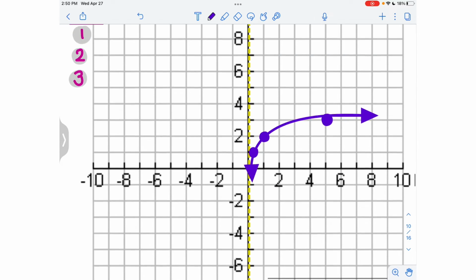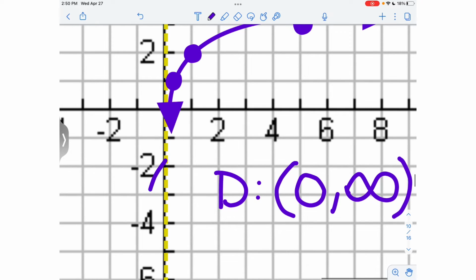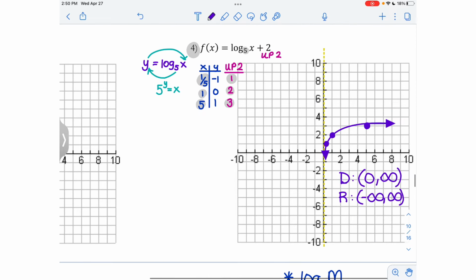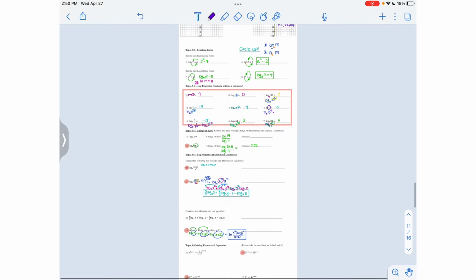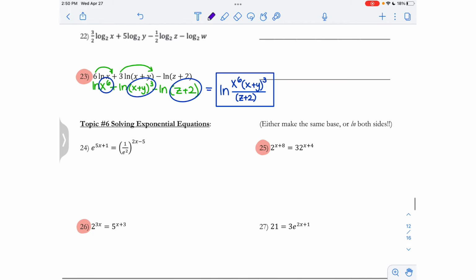If it did ask for the domain, which it doesn't, it would be 0 to infinity. Remember, the domain starts where the vertical asymptote starts. And the range for all of these is -infinity to infinity. So that is just a recap on the graphing. We are going to move on. I said I would do some solving problems, so I am going to do number 25.